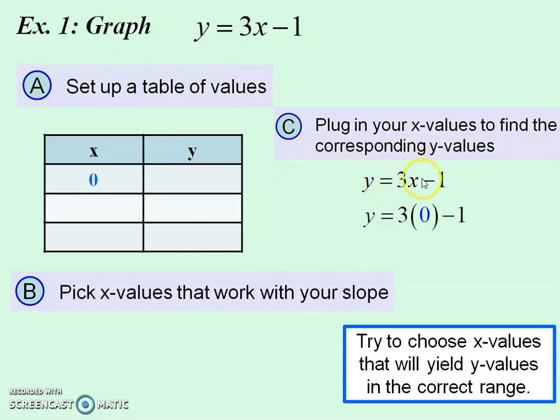And I would do 3 times, because remember 3x, when they're stuck together, means that they're multiplied. 3 times 0 minus 1. 3 times 0 is 0. And 0 minus 1 is -1. So -1 is the y value that corresponds with 0. This is one ordered pair. That's one point. The point 0, comma, -1.